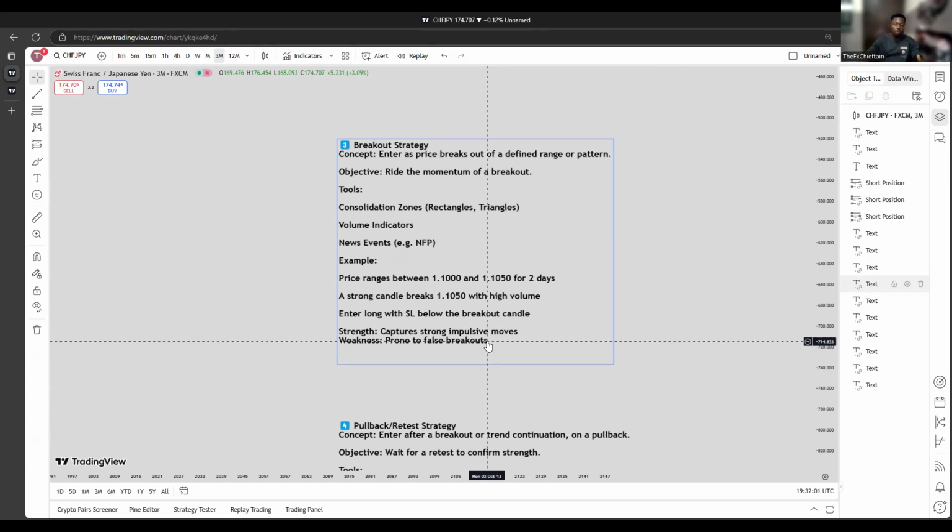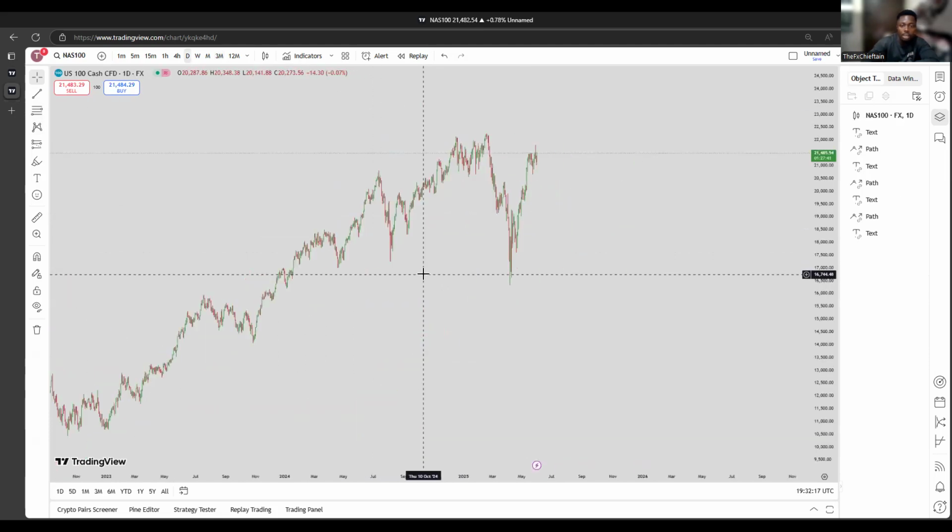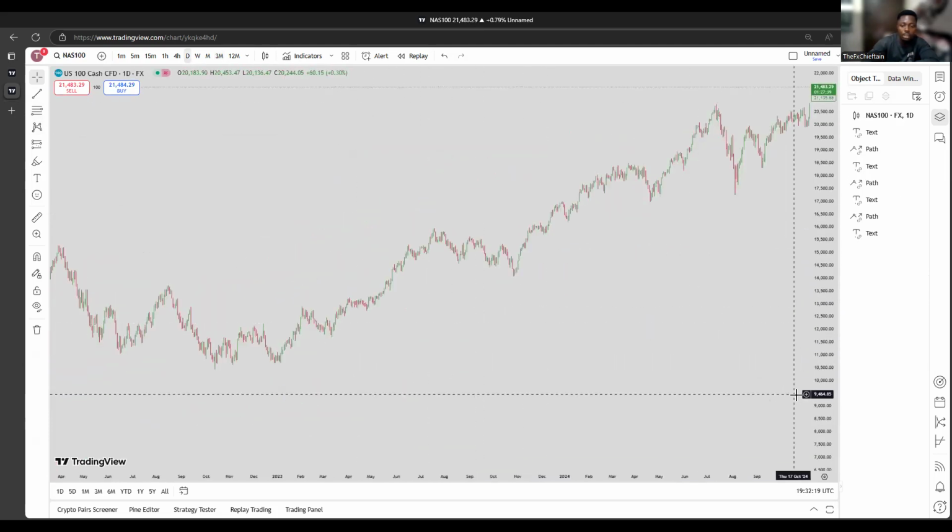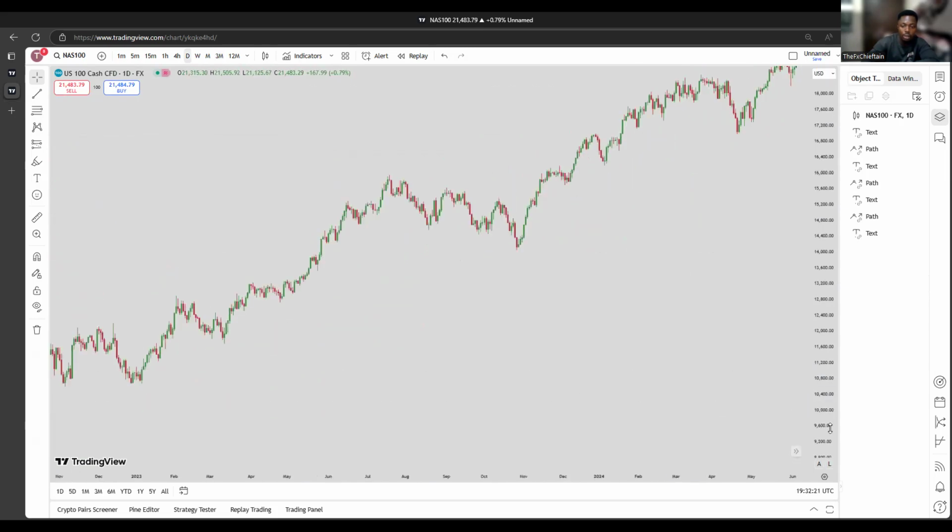We have NFP coming up in this month of June. Every first week of a new month, NFP always comes out. So you want to use all of these to gauge. Let's see if we can get some patterns like the rectangle and the triangle and see how we can take advantage of the breakouts.